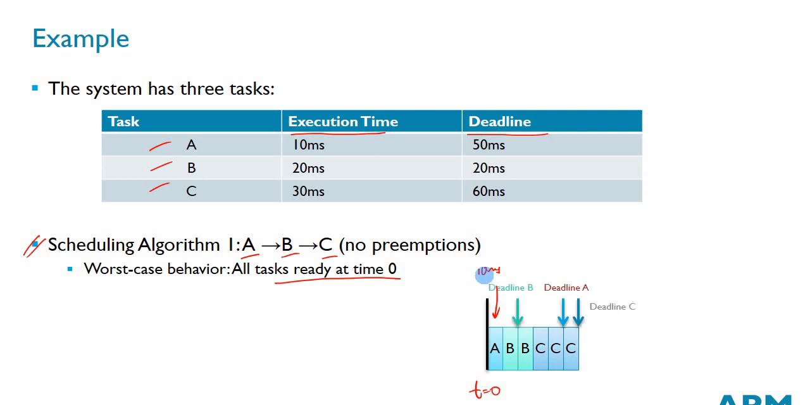We see that the deadline for B was actually 20 milliseconds. Execution time is 20 milliseconds, and the deadline is also 20 milliseconds. But since we scheduled A first, by the time B started to run, it would have missed its deadline over here. A and C, no problem. A and C still complete within the deadline specified. So with this scheduling algorithm, B will miss the deadline.